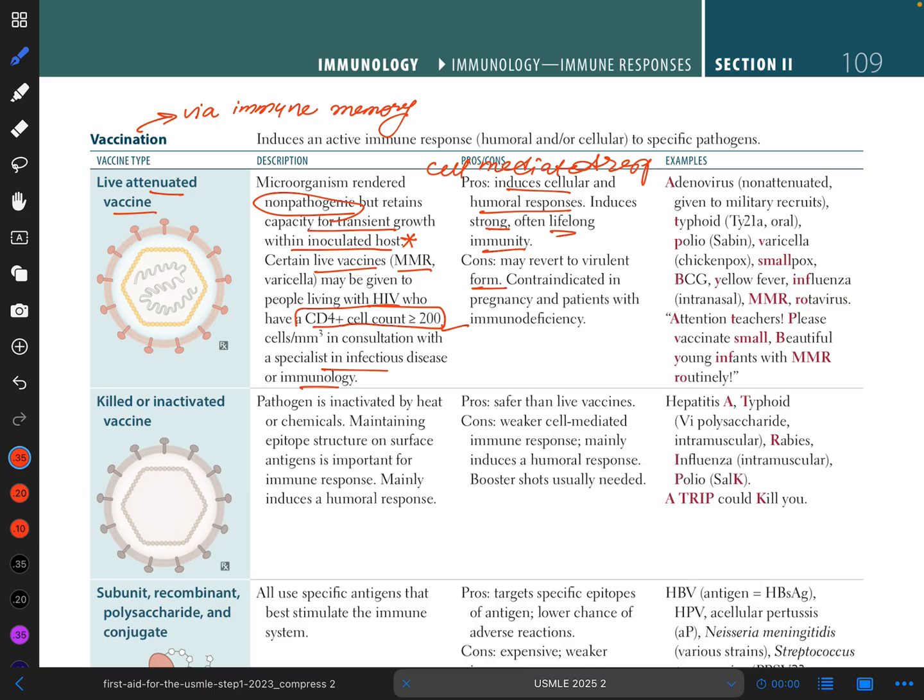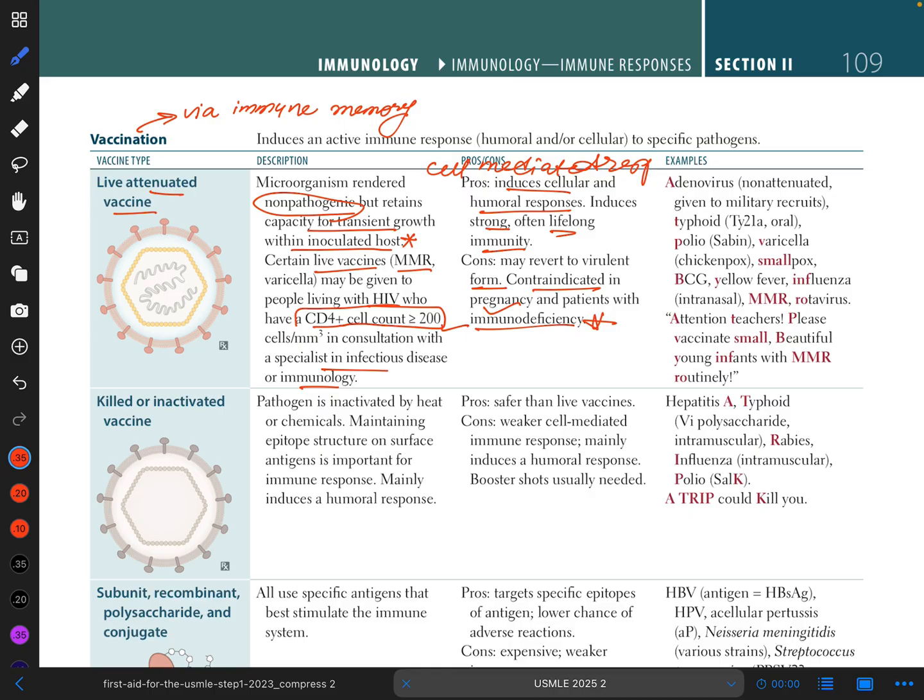Sometimes the microorganism is mistakenly not rendered non-pathogenic, and it becomes more pathogenic to the organism or human being. If given to infants less than 1 year, the maternal antibody may kill the pathogens. They are also contraindicated in pregnancy and in patients with immunodeficiency, because in those patients there is a risk of infection from these vaccinations.